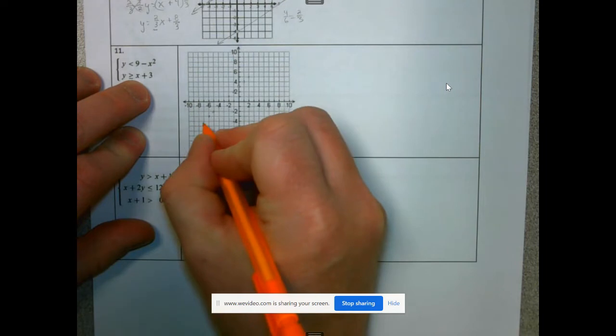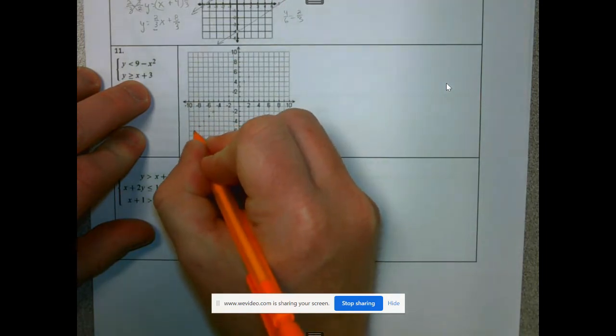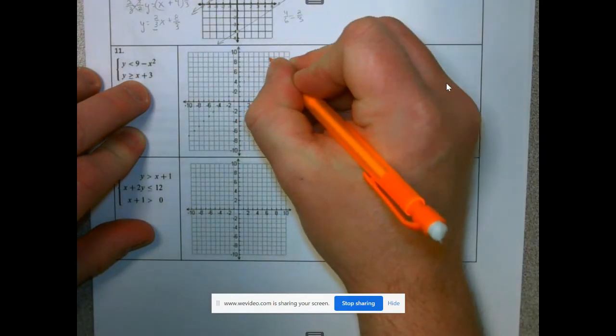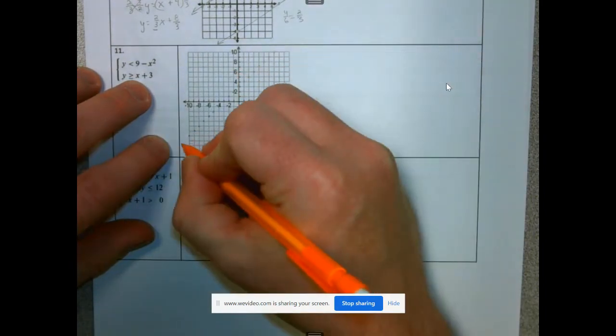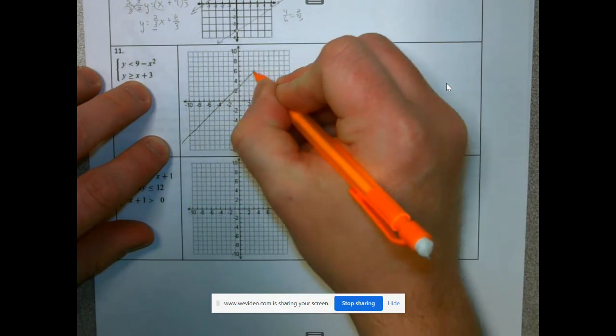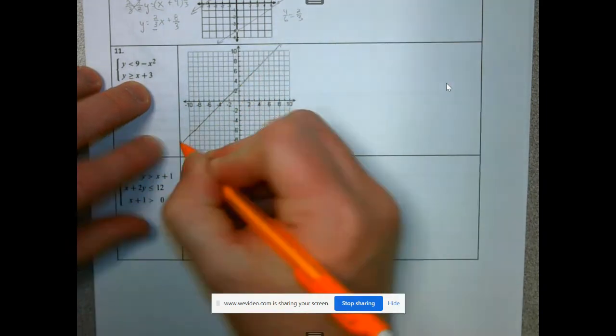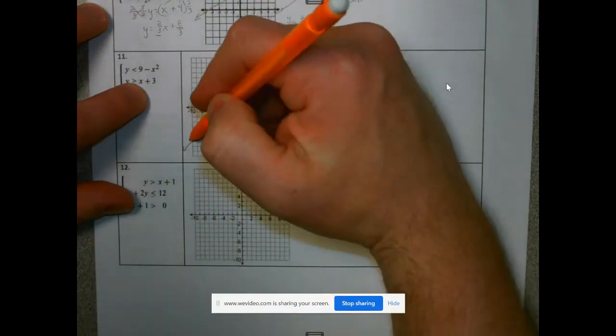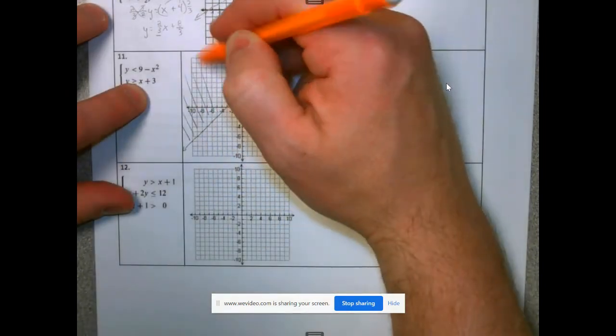And I like to go all the way across my graph. That way I get all the exact intersections. Solid line. Okay, and you want the y values that are bigger than your line. So that would be shading above.